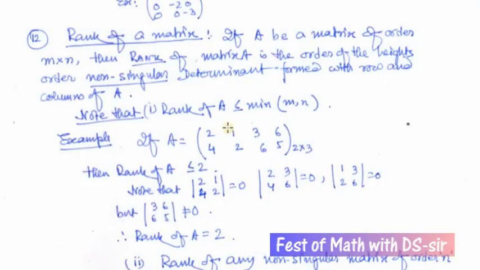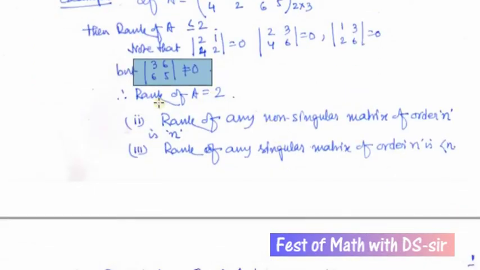Note that I can form a determinant taking these 4 elements. Now see, the value of this determinant is 0. I can form another determinant taking these 4 elements. Since its order is 2 by 3, the maximum determinant that can be formed is of second order. So this also has value 0. But see, this determinant is of non-zero value. So it is a non-singular determinant of order 2.